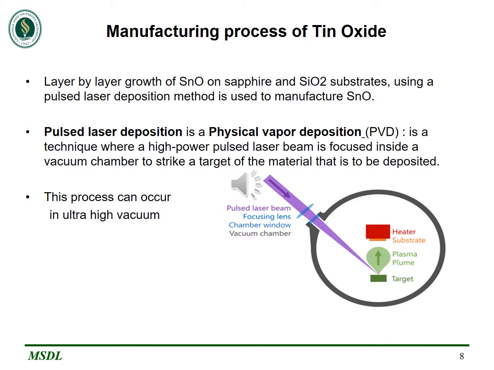Pulsed laser deposition is a physical vapor deposition technique where a high power pulsed laser beam is focused inside a vacuum chamber to strike the target of material that is to be deposited. This material is vaporized from the target, which deposits it as a thin film on a substrate. This process can occur in an ultra-high vacuum or in the presence of a background gas such as oxygen, which is commonly used when depositing oxides to fully oxygenate the deposited film. The figure here shows the process of PVD.